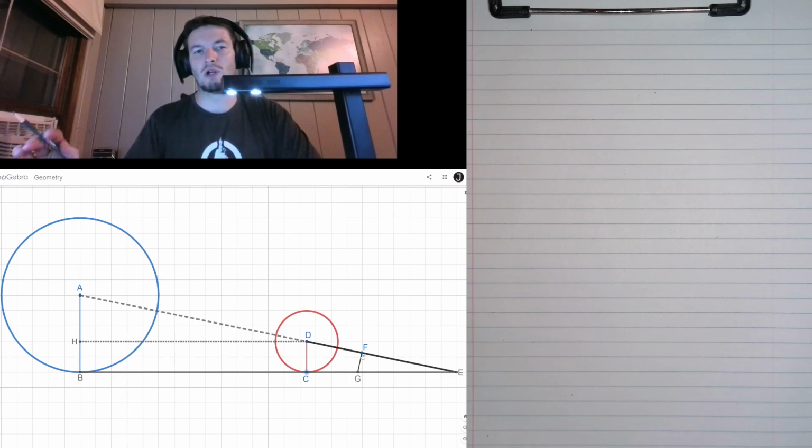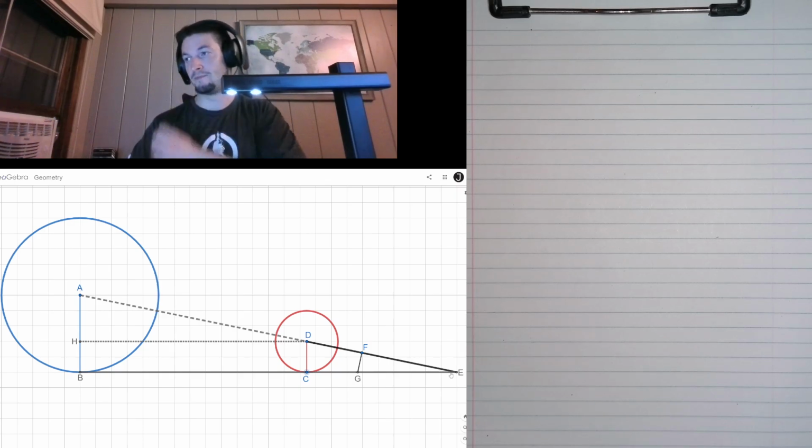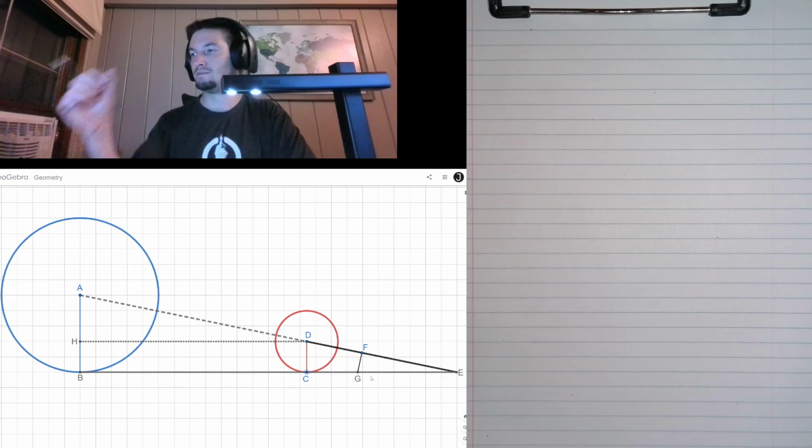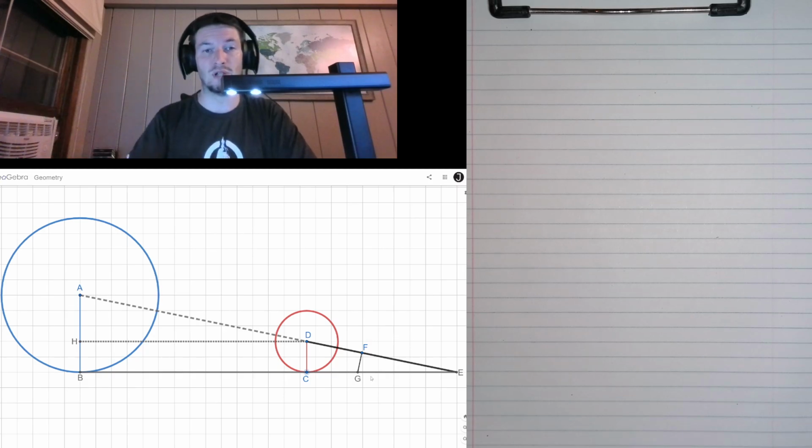So once again, we're going to show that we have two similar triangles using angle-angle similarity. We have the right triangle DCE and the right triangle GFE. So they're both right triangles, which means both of them have a 90-degree angle. And they both share an angle at E. Angle DEC is equal to angle FEG. So we know that we have two similar triangles.